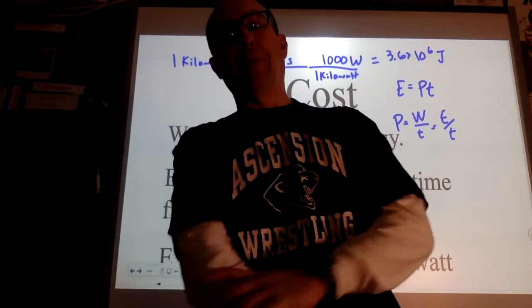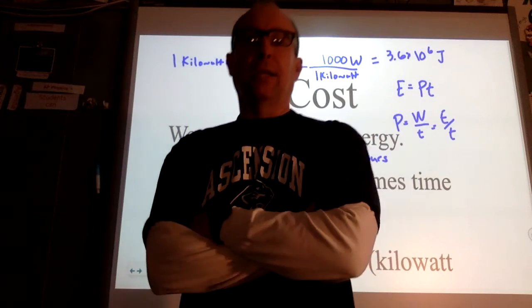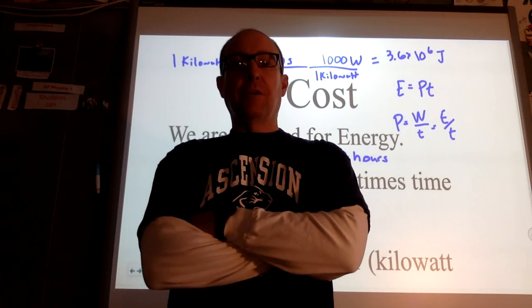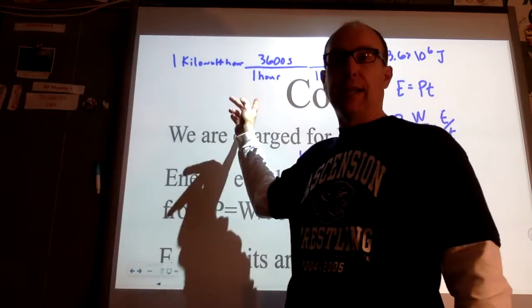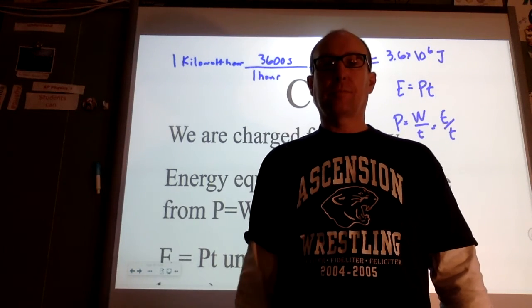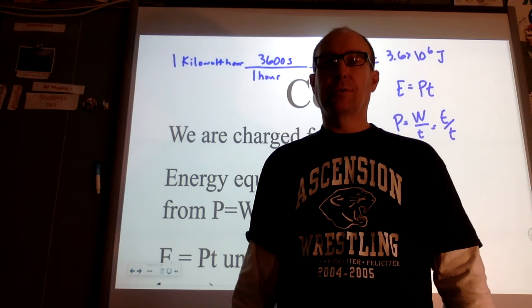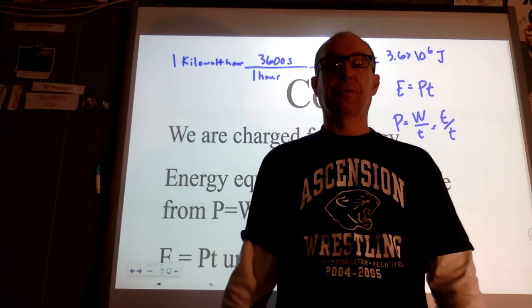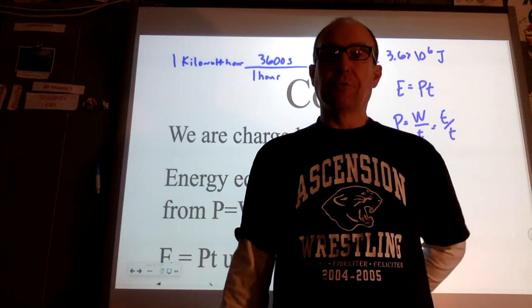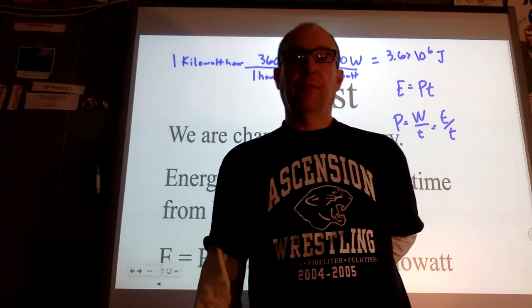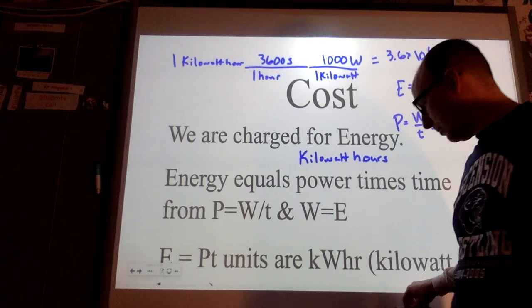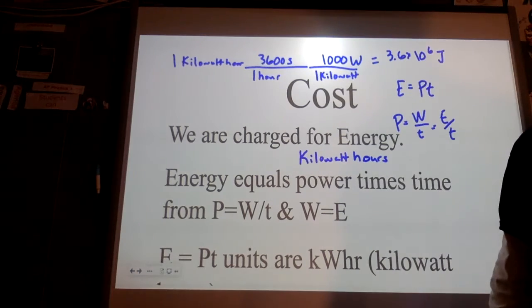And typically your electric bill would be like 10 kilowatt hours, 20 kilowatt hours. They don't use joules because you could see how it would cause some confusion if people were getting a bill for millions of joules or tens of millions of joules, right? So if it's 10, it's 36 million joules. If it's 20, it's 72 million joules. So that's why we use kilowatt hours.